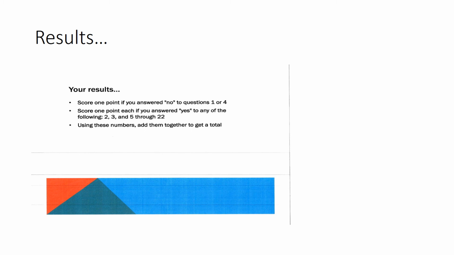This slide will help you score the MAST. Take your test and score 1 point if you answered no to questions 1 or 4. Score 1 point each if you answered yes to any of the following questions: 2, 3, and 5 through 22. Using these numbers, add them together to get a total.